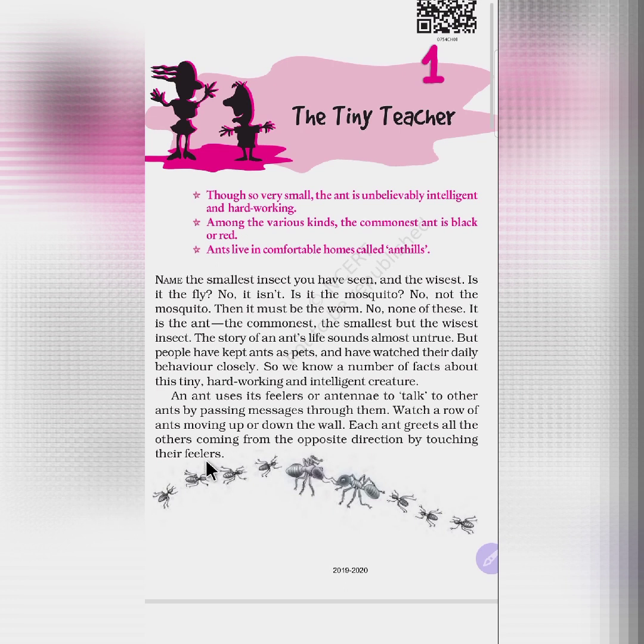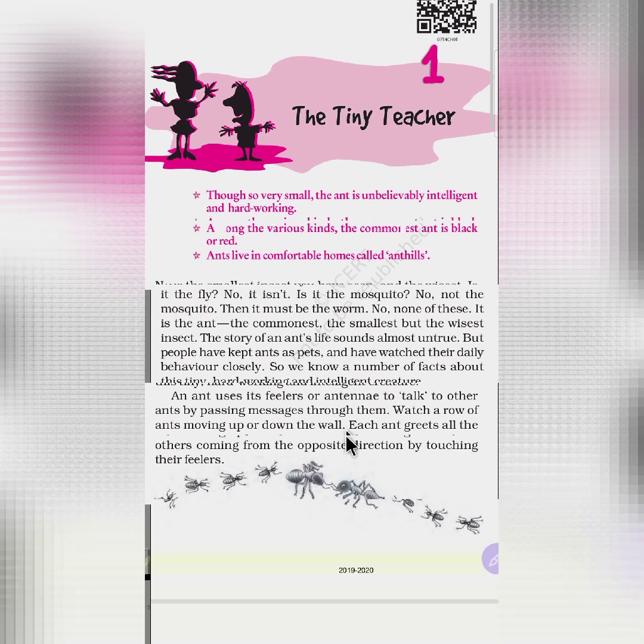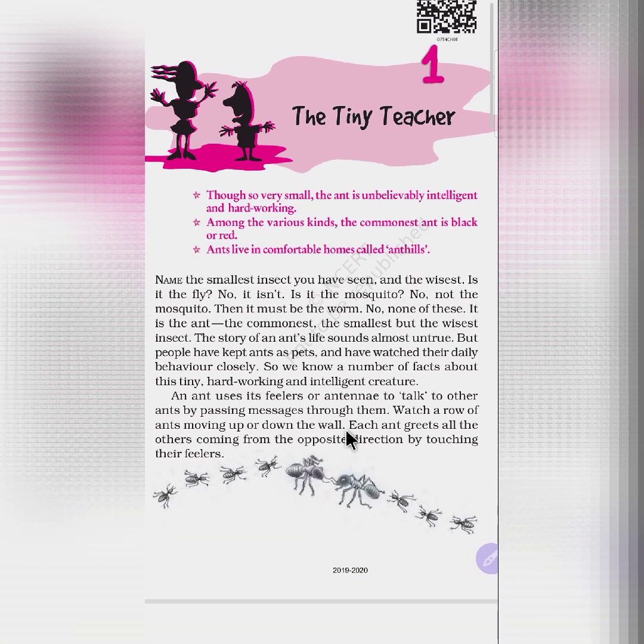Human beings generally communicate with the help of their voice or sign language, but ants have a particular organ which is called a feeler or antenna, by which they touch each other and communicate with each other. When next time you see some ants moving in a row up and down, you should see what they are doing. Then you will find out that they are touching each other's feelers to communicate with each other.